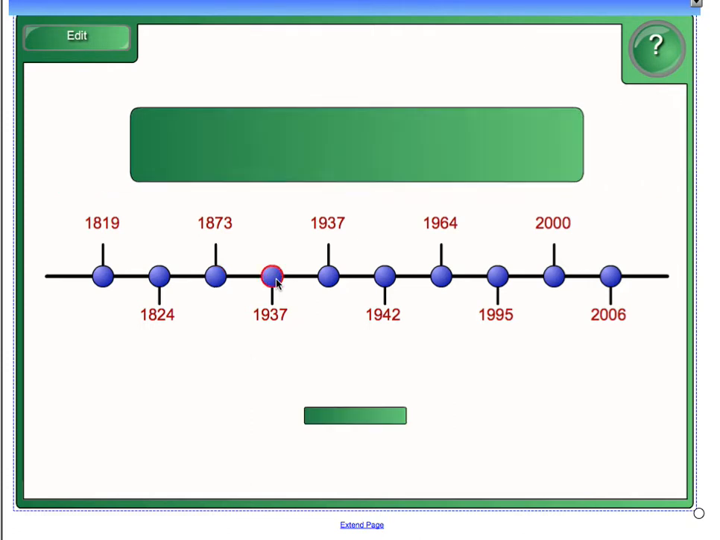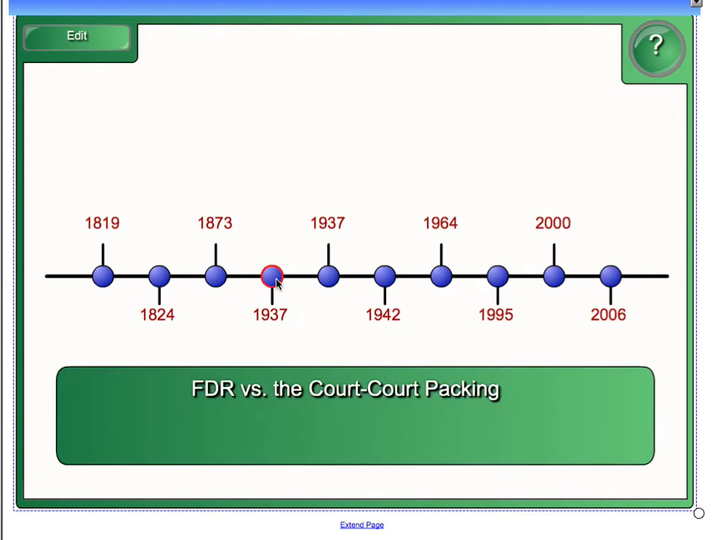All right. Now, our revolution here begins in 1937 with FDR.